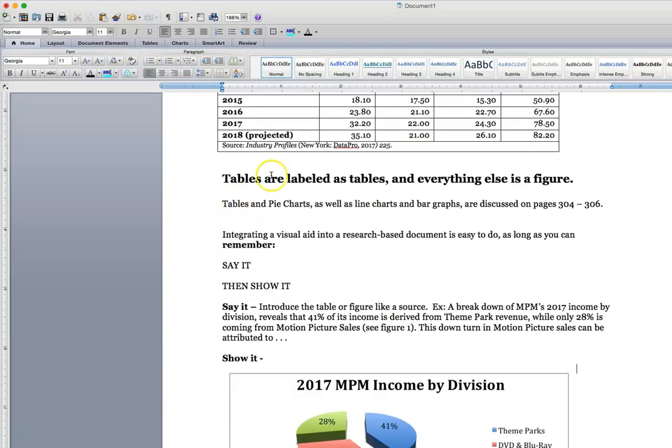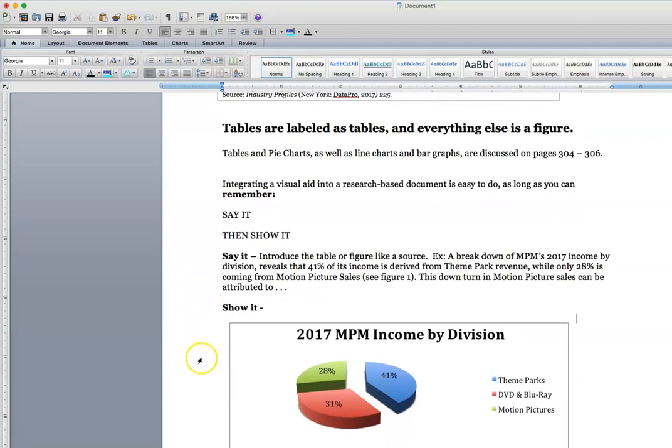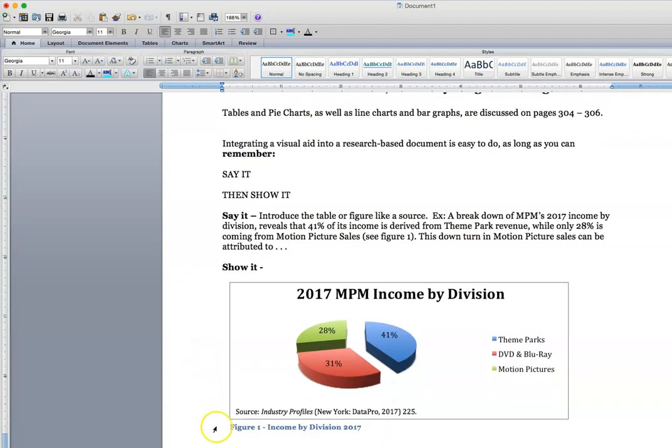So tables are labeled as tables and everything else is a figure. You can use insert caption to add the figure or the table reference, and you still have to give your visual aids a title.